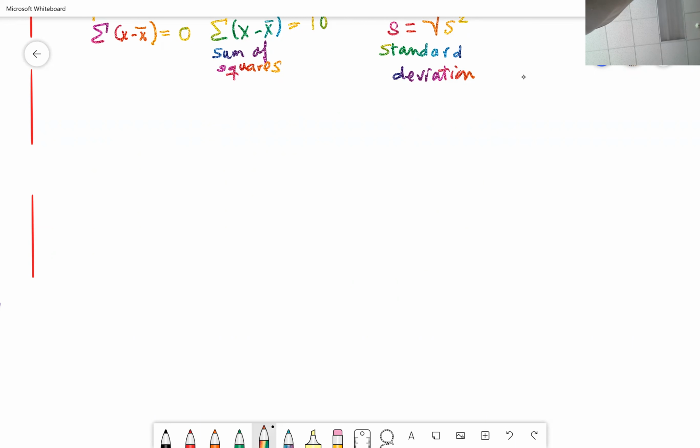So here's what you got to remember. The variance is the sum of our square deviations divided by n. This is our variance. And our standard deviation is merely the square root of our variance.